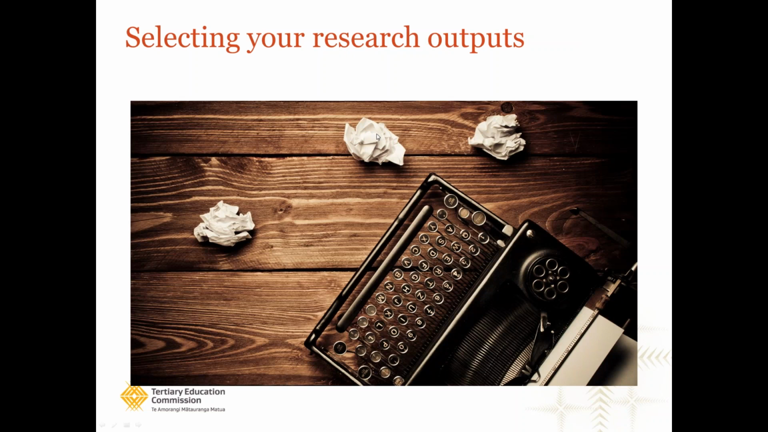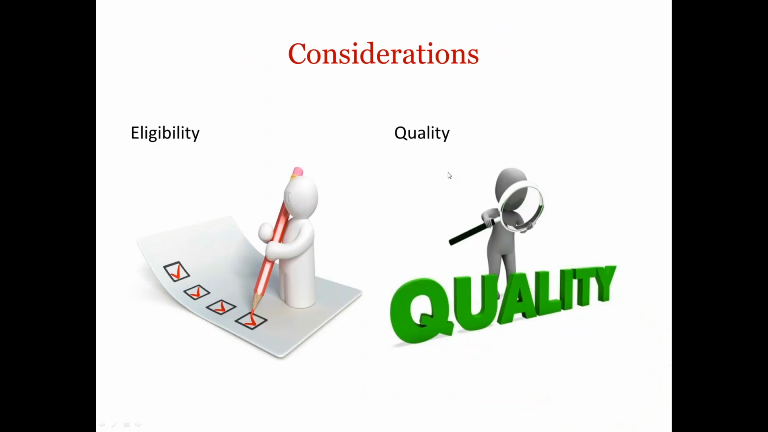The research outputs. Amber, in terms of selecting your research outputs, the research output component is really important. So what's some advice that you would give to people around selecting which research outputs to put in there? Okay, well, what do you have to think about here? You have to think about eligibility, and you have to think about the quality.